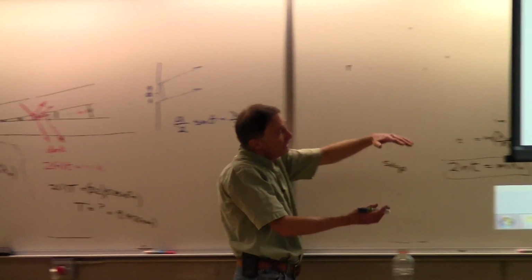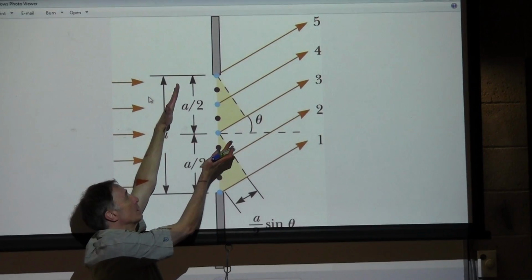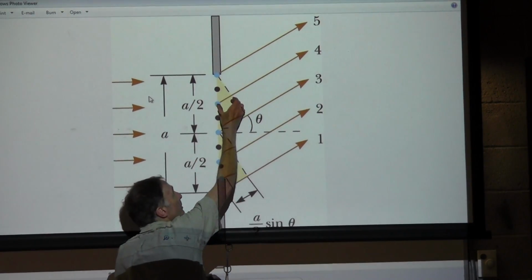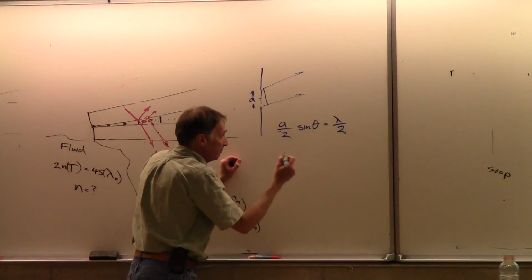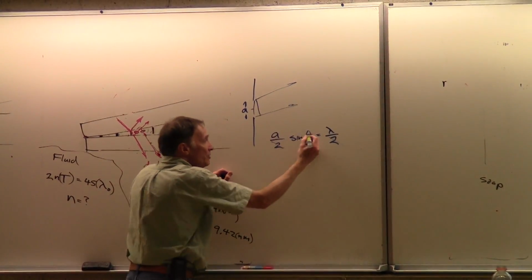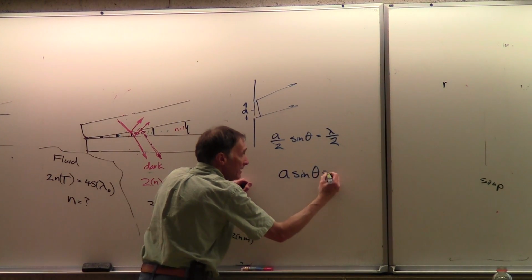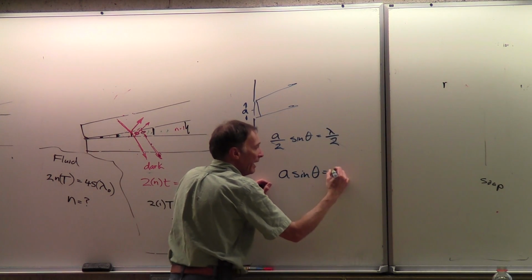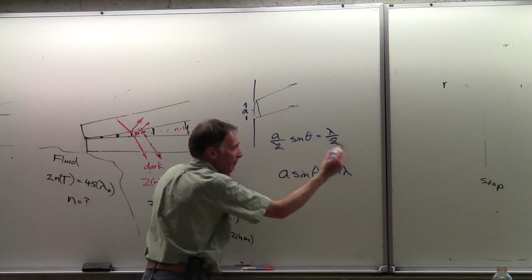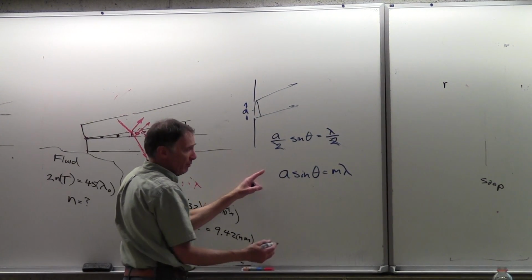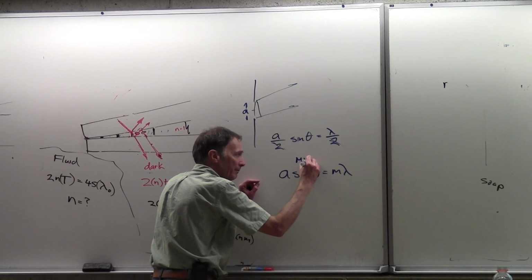And in general, we can expand this argument by dividing this into 4 pieces and going out to a larger angle, where that little path difference is equal to a number of half waves. And in general, we can write that A times the sine of theta is equal to m lambda, some whole number of half waves. The 2's drop out. This is the general condition for finding minima, not maxima, but minima.